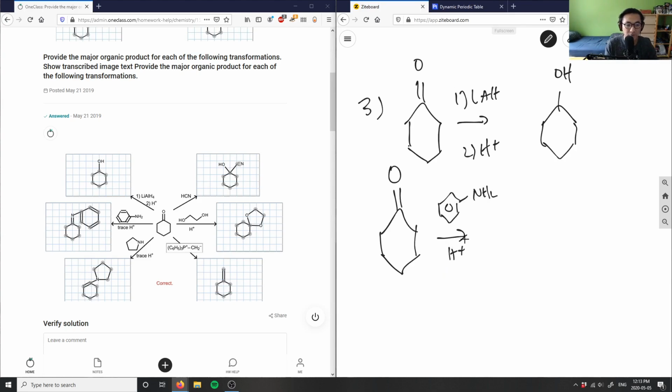You can think of these as partial negative, and this here is partial positive. These lone pairs are partial negative, so it's going to be attracted to this carbonyl. It's going to bump this guy up out here. So you get some sort of intermediate like so, and this would have a negative charge here.